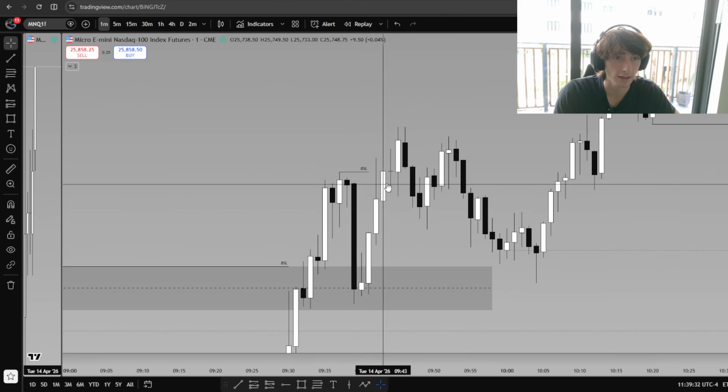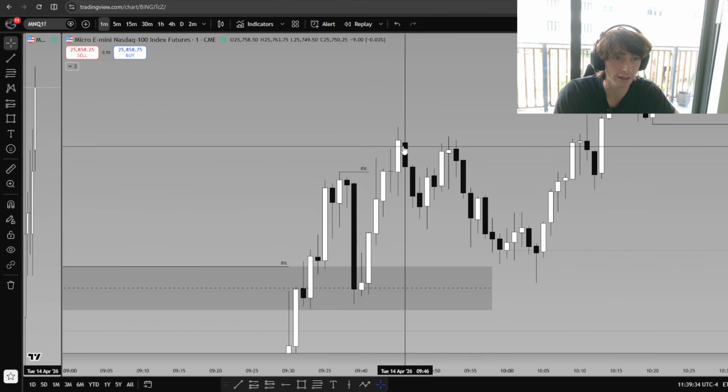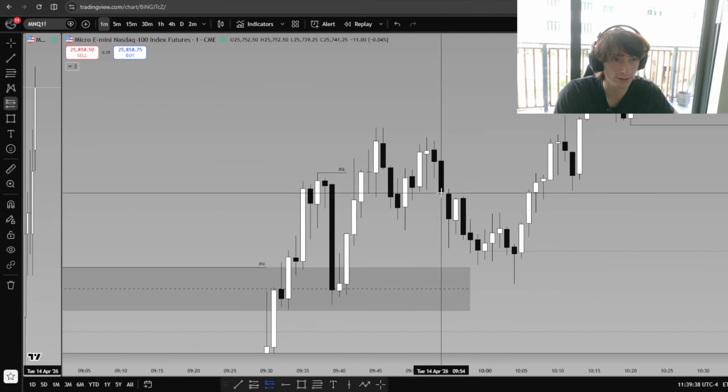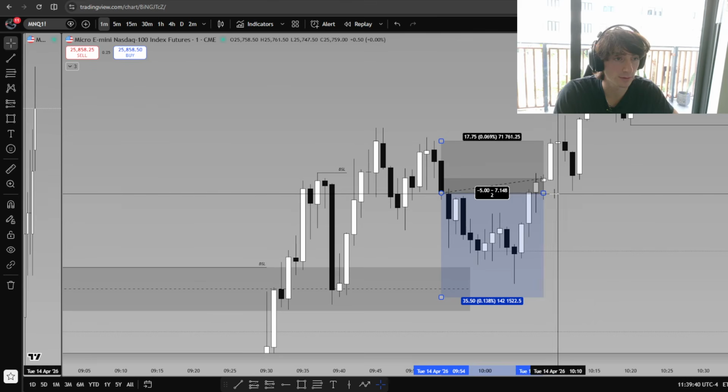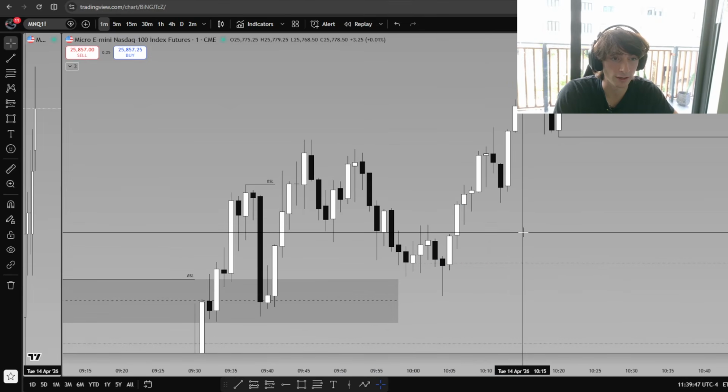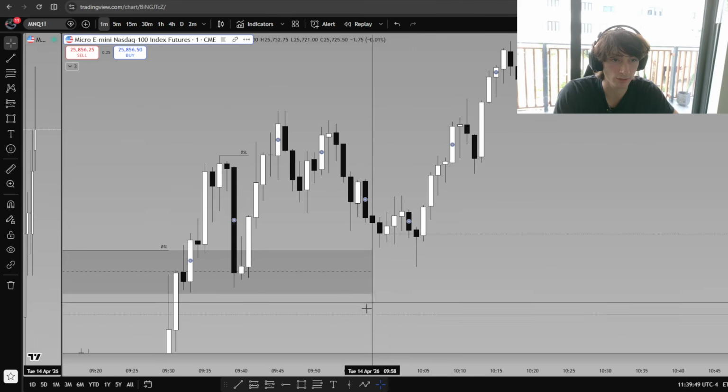So we had this buy side liquidity taken out. We had displacement, rebalance, displacement. I called this, I said you could take this as well. This was a valid trade for a 1-to-1 right there, or 30 points right there. And then the next trade right here was at 10.